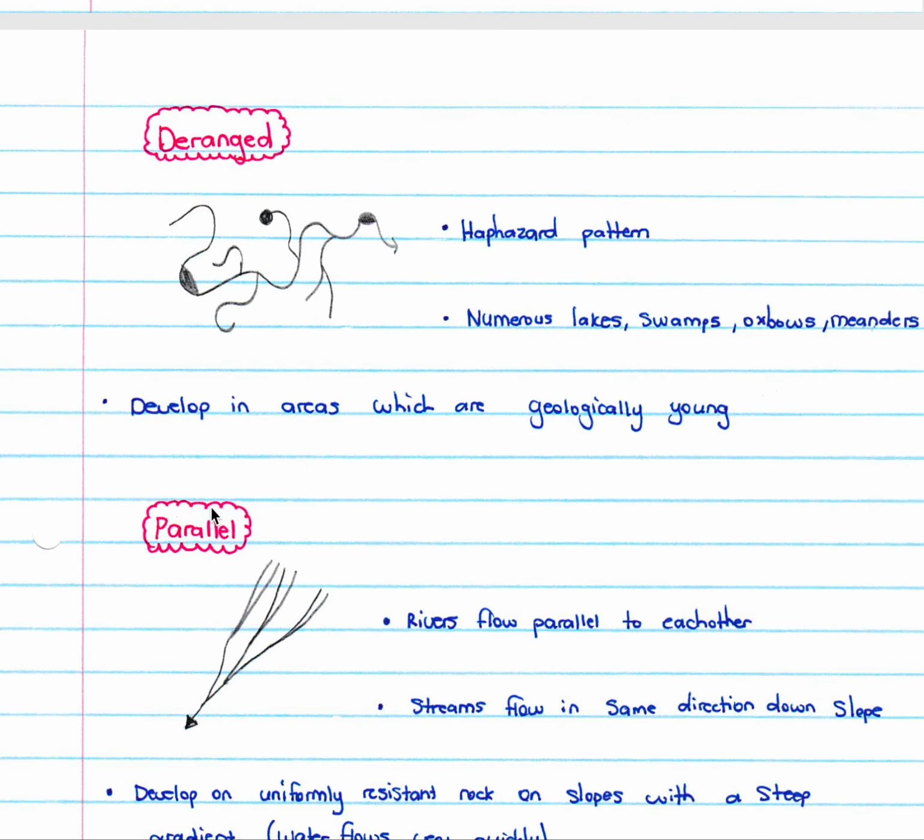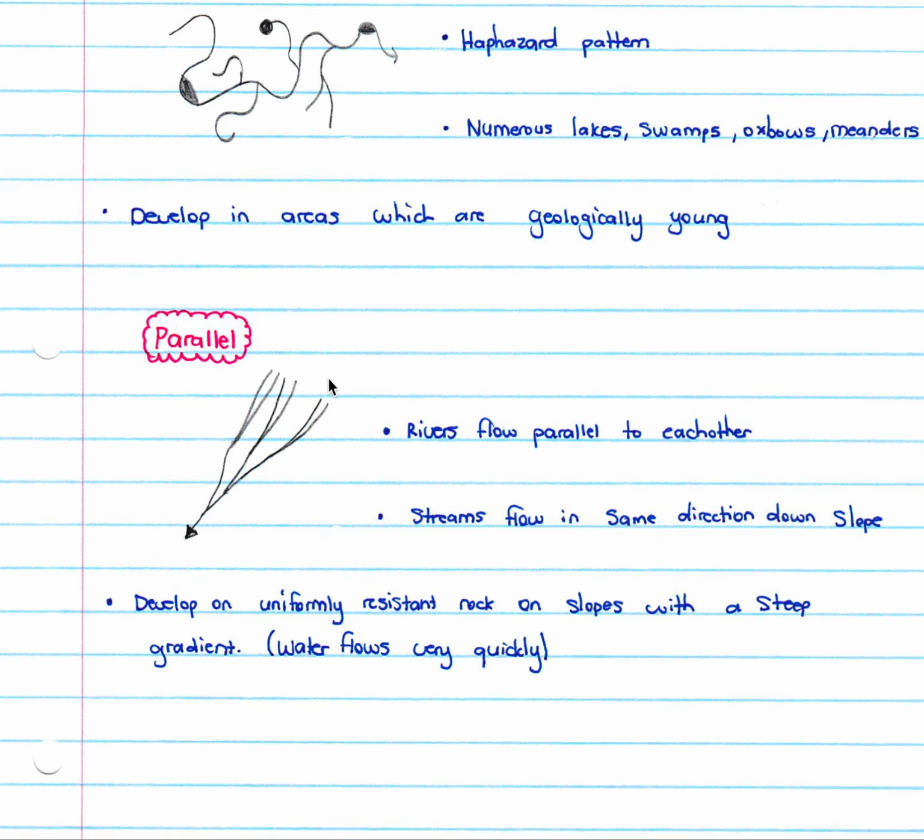Then we look at a deranged pattern, which is simply a haphazard pattern. There's no way to describe the pattern. Numerous lakes, swamps, oxbows, and meanders occur in this pattern, and they develop in areas which are geologically young. So there is no characteristic that causes the form of a deranged pattern, such as in the last patterns that we've seen, where we can identify certain aspects that will lead to that pattern forming. The deranged pattern simply occurs in geologically young areas.